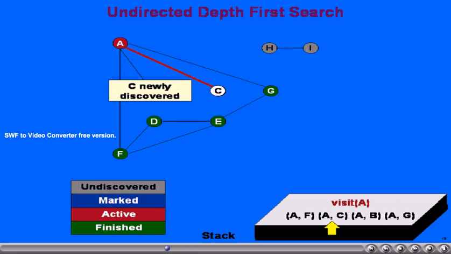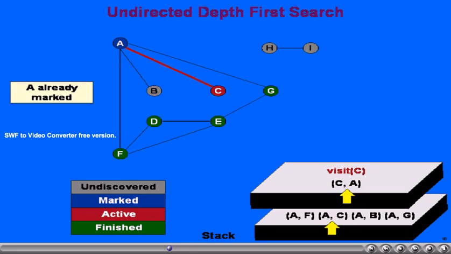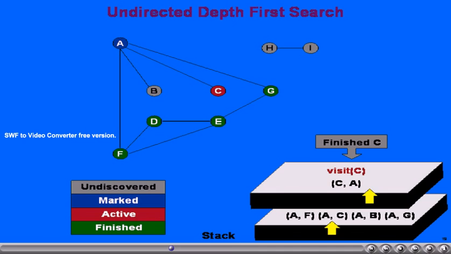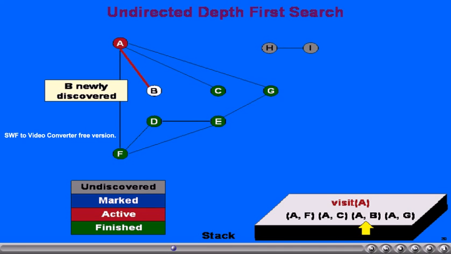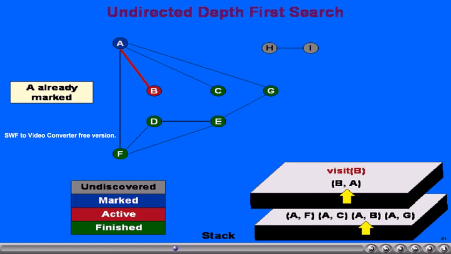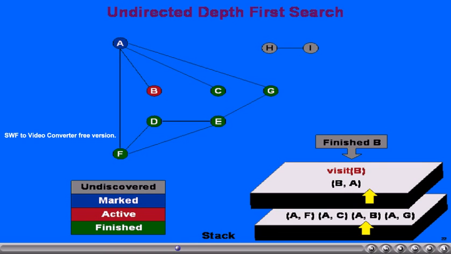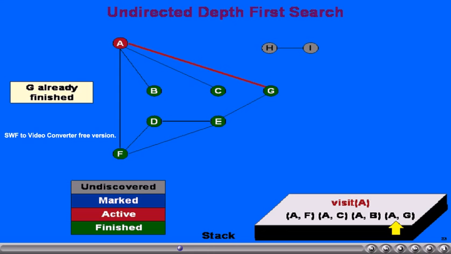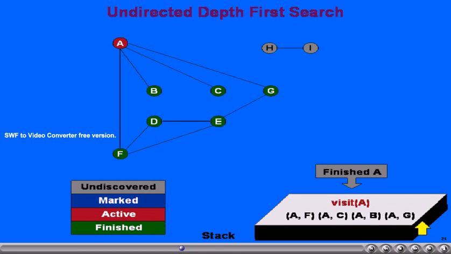Now, C becomes newly discovered node. Function call is made with C. Its neighbors, for example A, are already in marked state, so nothing takes place. Now C will be made as finished. Now B is made as newly discovered. A function call will be made with B. When we verify B's neighbors, B doesn't have any undiscovered nodes at all, so no action takes place. B is made as finished. A's other neighbors such as G are already in the finished state. No action takes place on it. Now A will be made as finished.